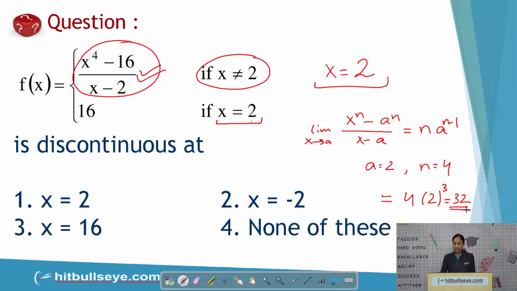So the left hand limit and the right hand limit both are equal to 32, but the value of the function at the point x equal to 2 is 16. So it is a discontinuous function, and just for your knowledge, the type of discontinuity is the removable discontinuity. So the correct option is x equal to 2.